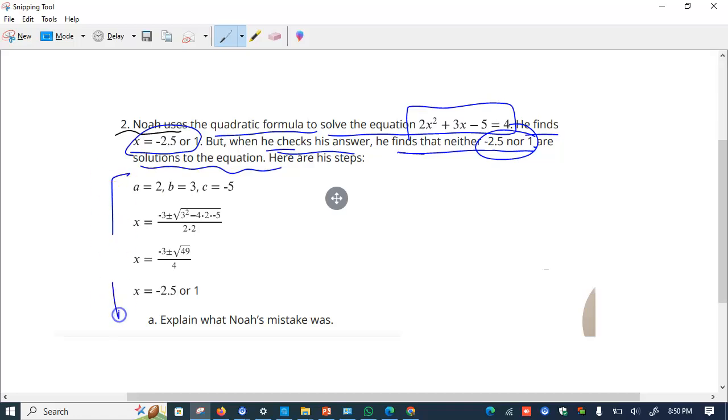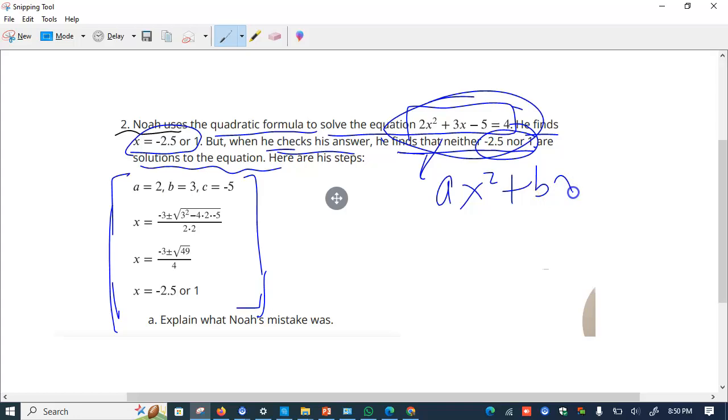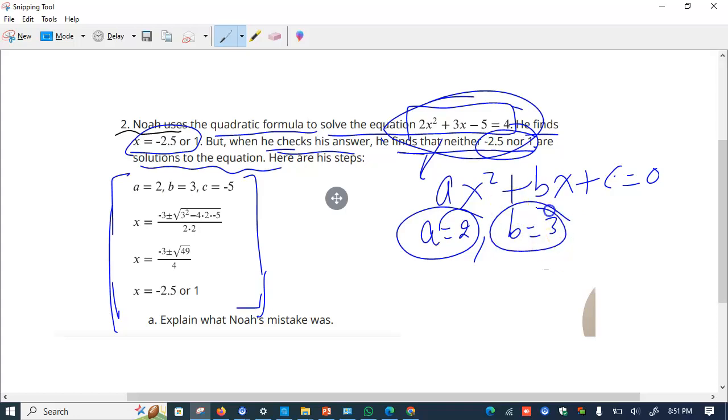I want you to watch this and pause the video for a while and see if you can figure it out yourself. Okay, hope you figured it out. Watch this. If you look at this equation, the ax squared plus bx, the main quadratic function in standard form. So the a is 2, the b is 3, and the c is minus 5. So that's the first step.